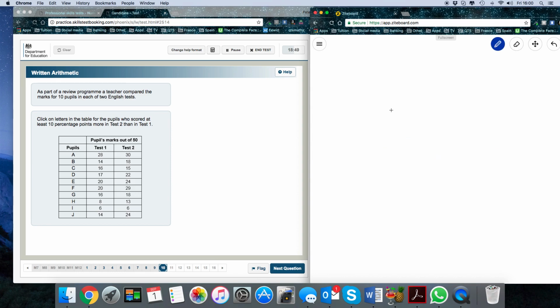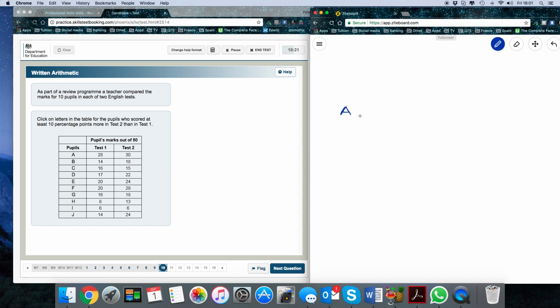Okay, so next question. This is a very common question. Pupils' marks out of 50. The beauty of these questions is that if ever you do a test and you score out of 50, if you want to get what your percentage is, you just double it. So if you scored 40 out of 50, you double 40 and you get 80. So you scored 80%.